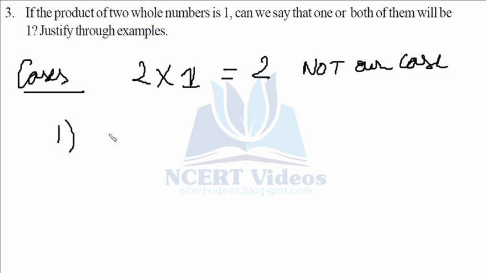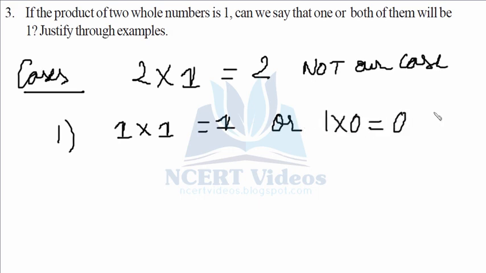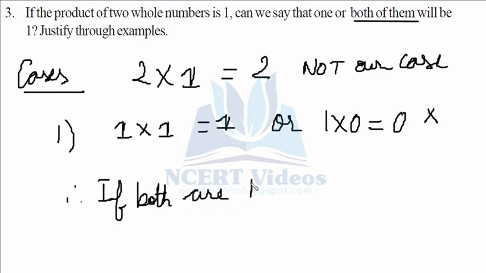That is not our case. Now we'll take our case. How can we get 1 when both of them are 1, if multiplication is the case? The only way in multiplication of two numbers that we can get 1 is when both of them are 1. And also if we do 1 into 0, it is 0, which is not our case. So when both of them are 1, we will have the product 1. Therefore, if both are 1, the product is always 1.